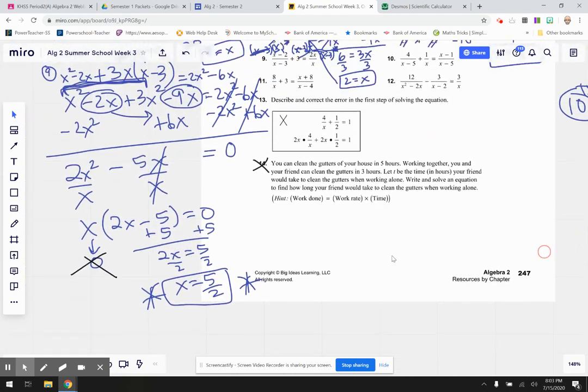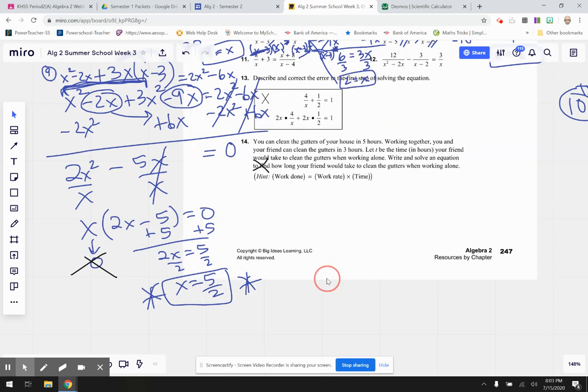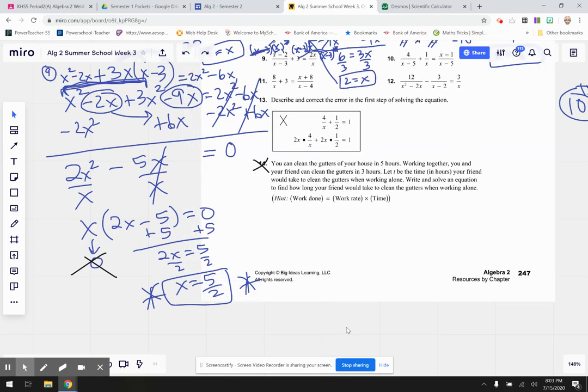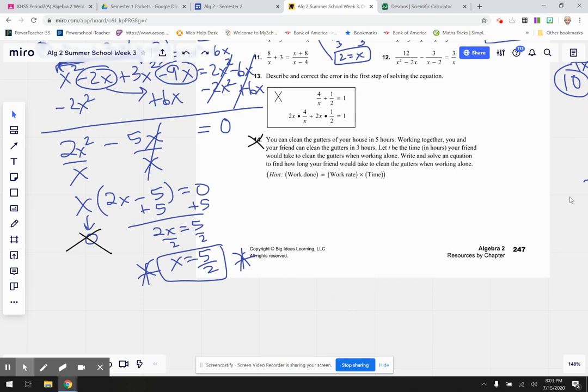Okay, let's look at 11. I'm going to do 11, down here at the bottom. Because we're not doing 14, so let's do 11 right here. Okay, so we've got 8 over x. I don't think we're going to do 12. 8 over x plus 3 equals x plus 8 over x minus 4.